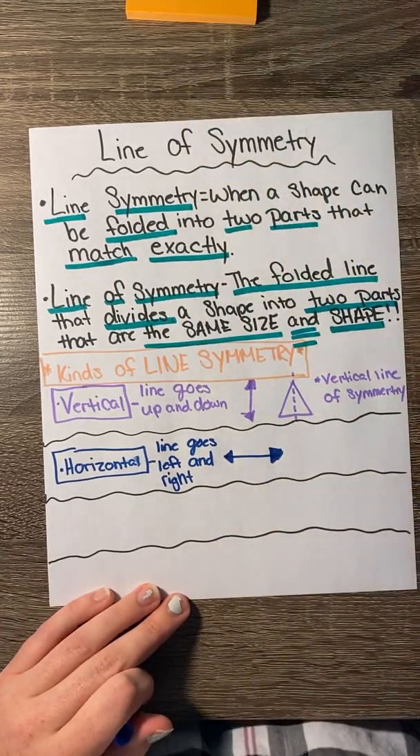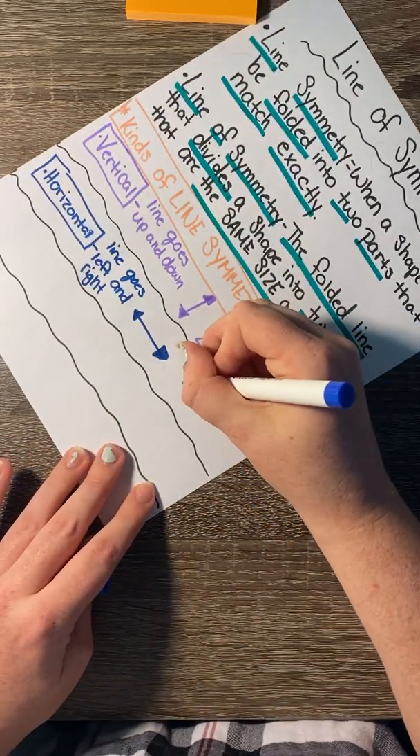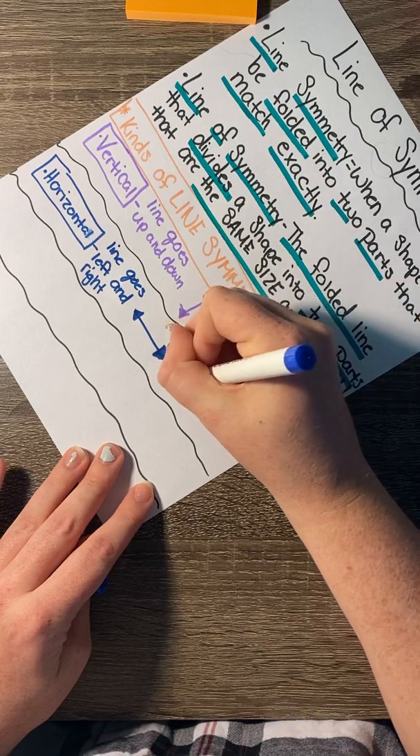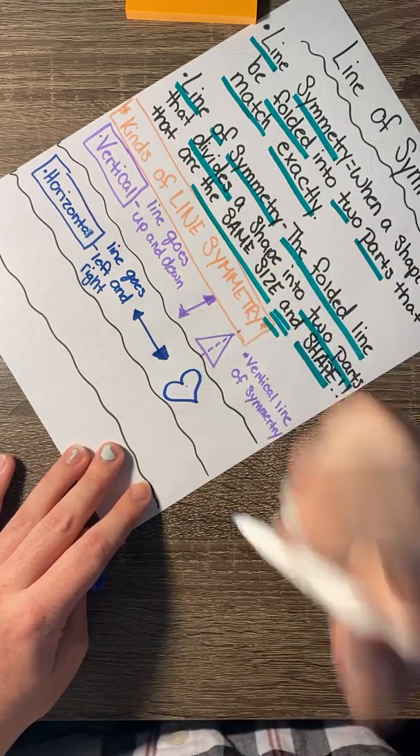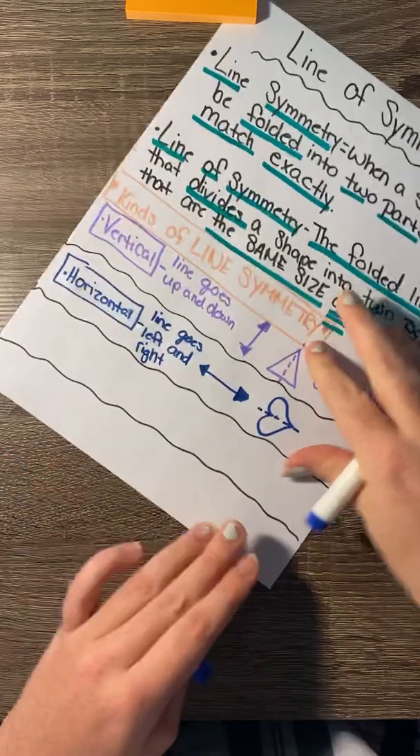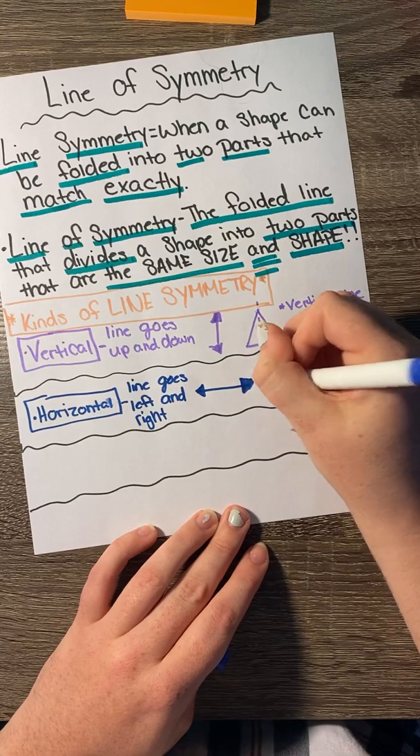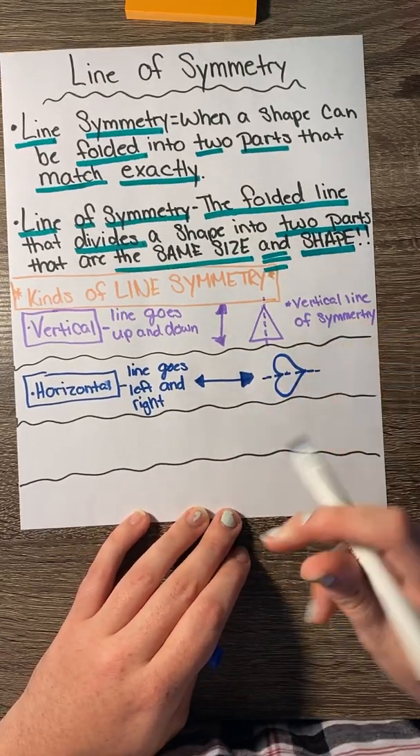So let's do a heart this time. Try your best to draw a heart. If you can't, that's okay. I turn the paper sideways so I can draw a heart. All right, so we want to take it down the middle again, right down the middle. When it's turned this way, we have a horizontal line that matches up our 2 sides.